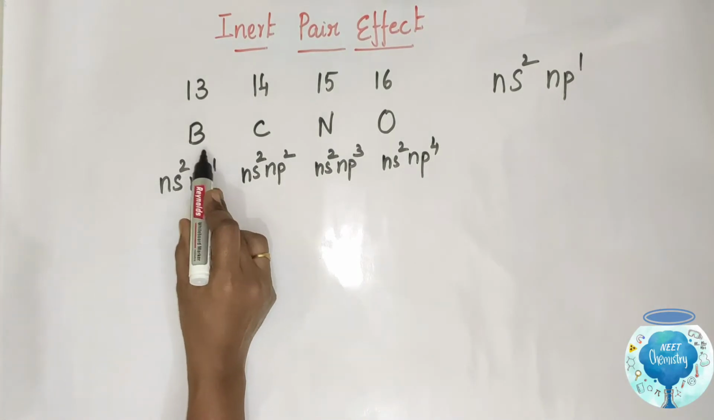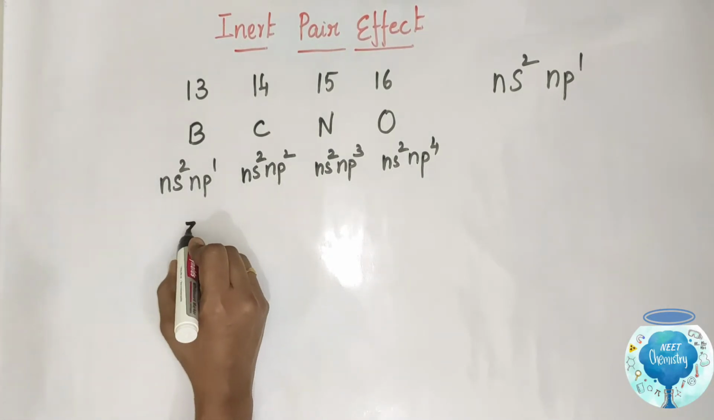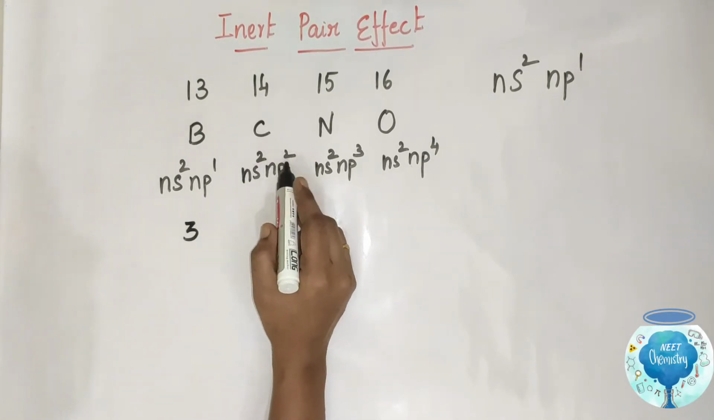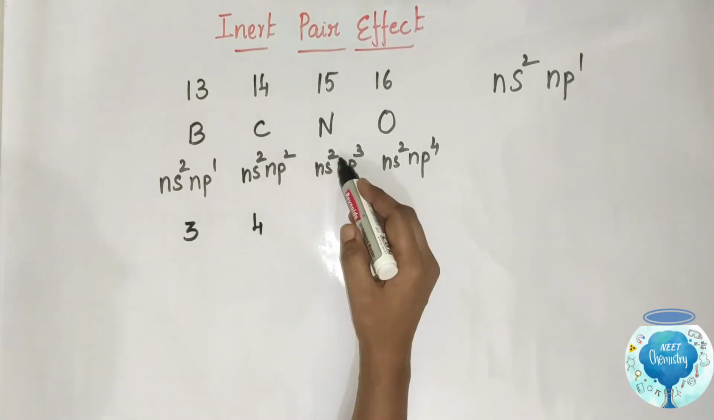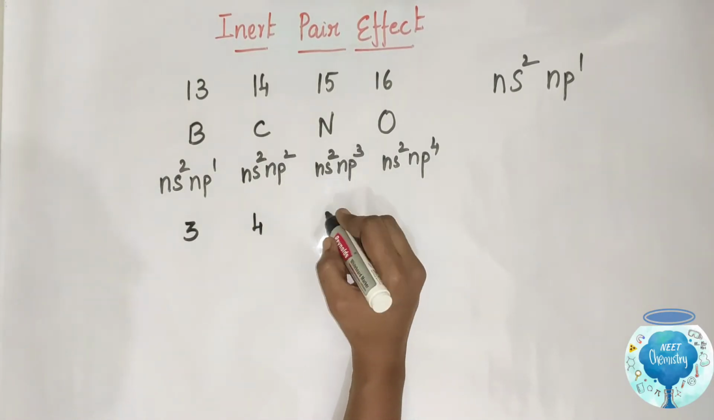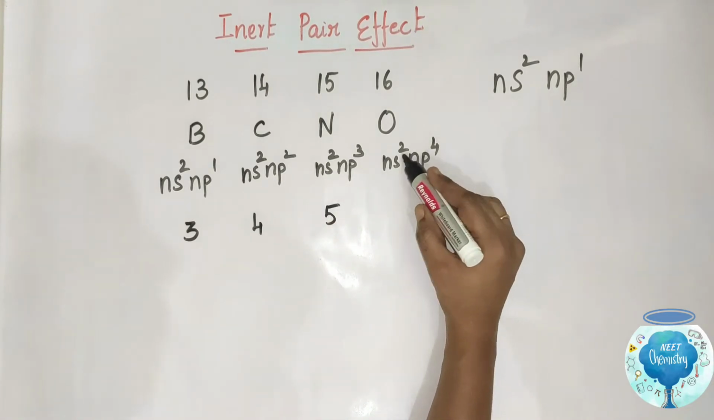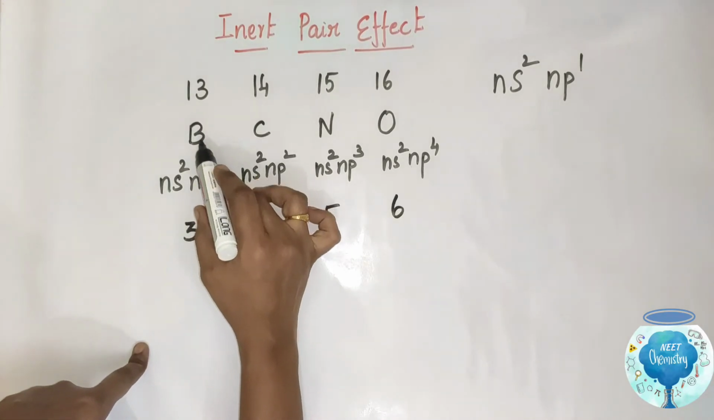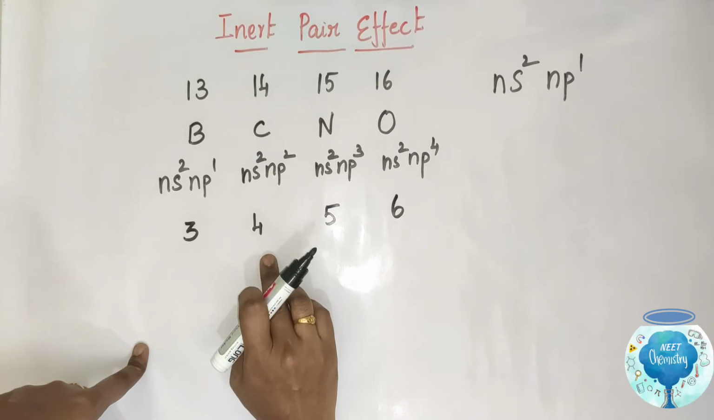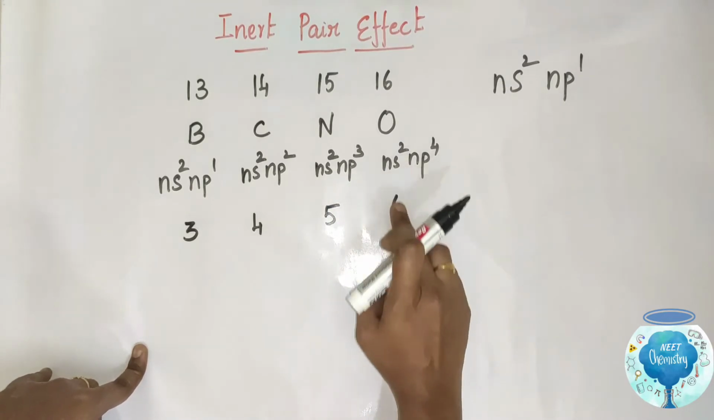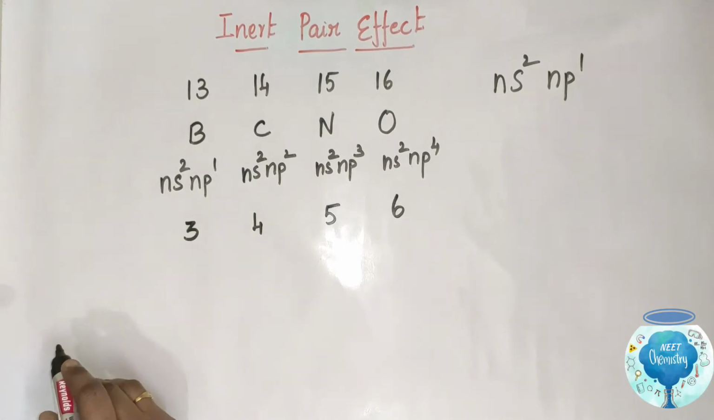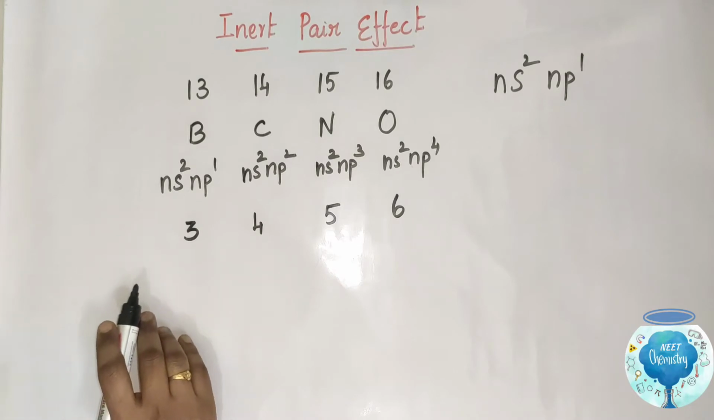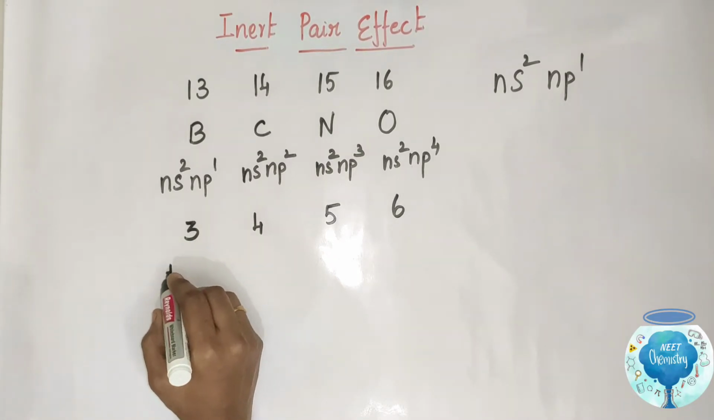The number of electrons in the valence shell is 2 plus 1, that is 3. In the carbon family, it is 2 plus 2, that is 4. In the nitrogen family, 3 plus 2, that is 5. In the oxygen family, 4 plus 2, that is 6. So the number of valence electrons in the boron family is 3, the carbon family 4, the nitrogen family 5, and the oxygen family 6. The maximum oxidation state in boron family elements can show is plus 3.